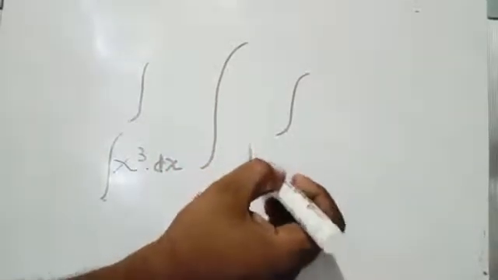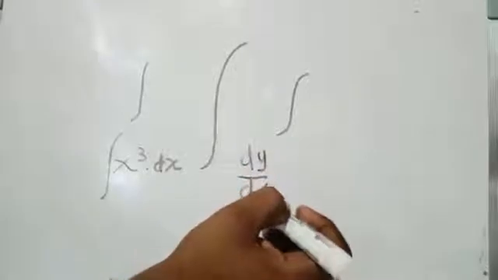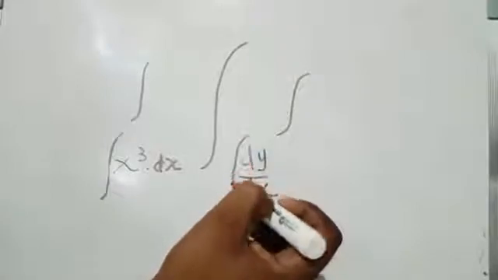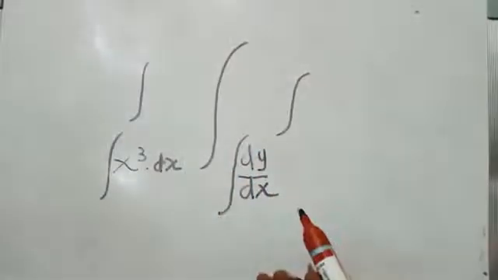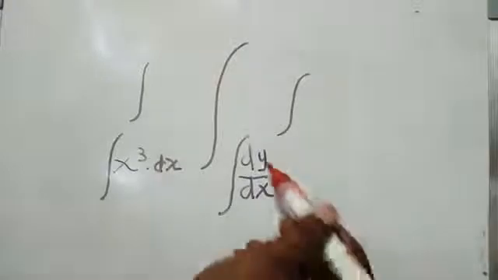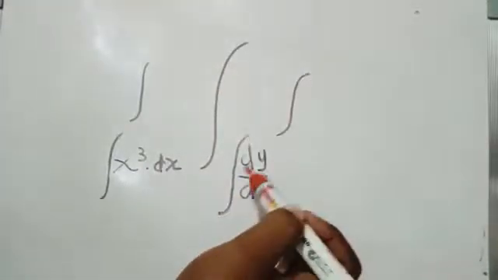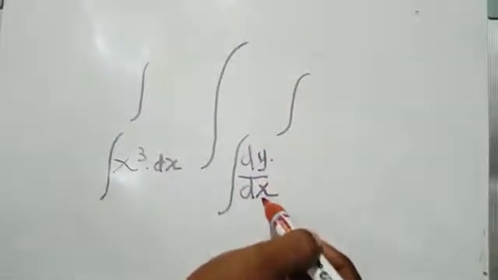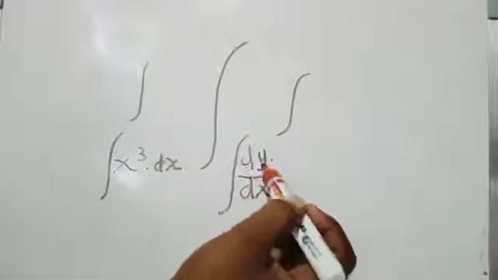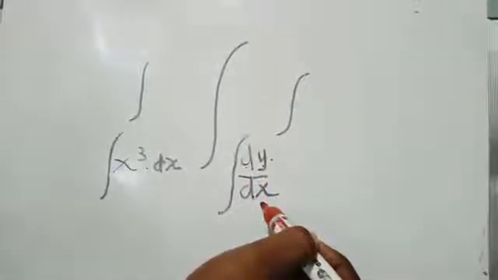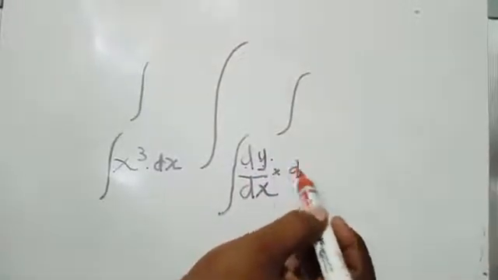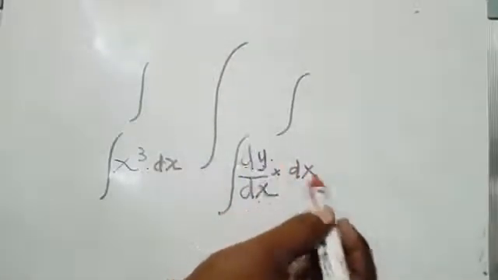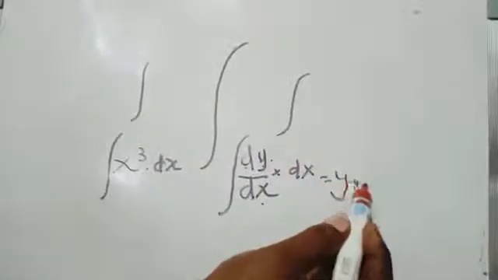Suppose our derivative is dy by dx. When you want to integrate dy by dx, we write it as integral dy by dx. So this integration is on y, not on dx. So when you integrate dy, dx is an extra factor here, so we multiply it with dx, so that we get integral of dy as y plus c.